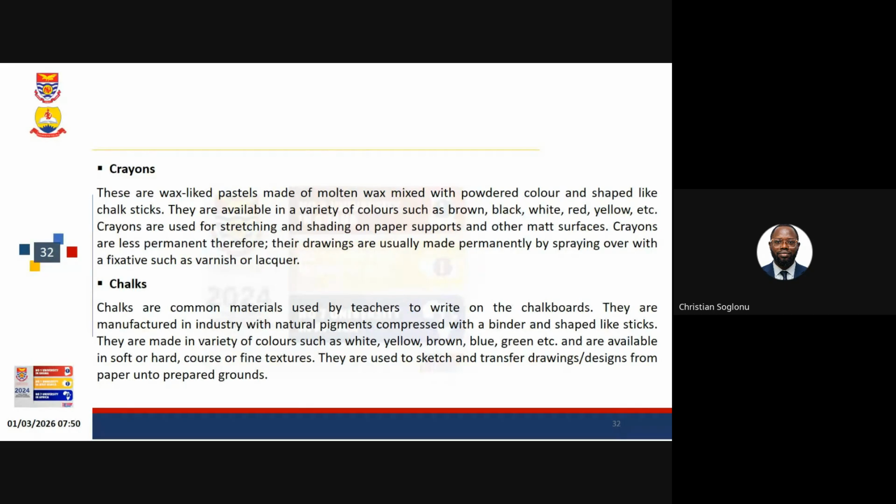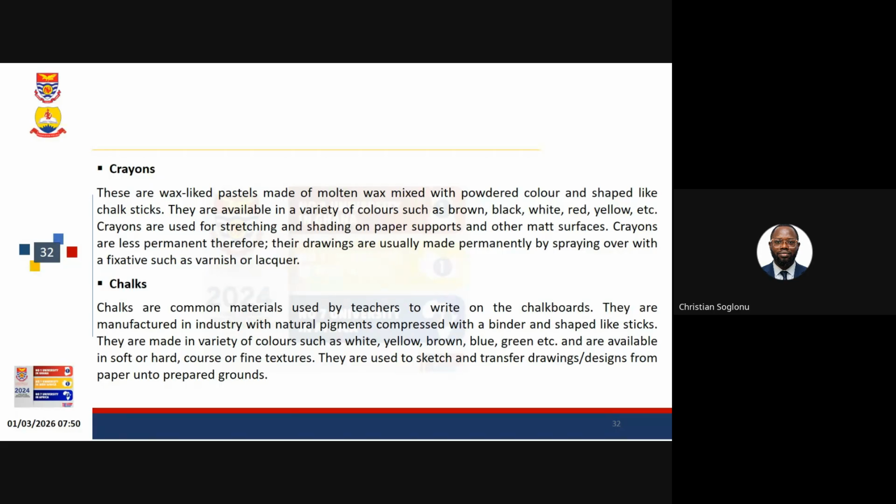So using lacquer to spray over the work and make it permanent is what is termed as fixative. We have fixative sprays in the market that you can purchase. After drawing or shading portraits nicely, you can spray your fixative on it. Or if you don't have money to buy the spray, you can get a lacquer, then you apply lacquer or varnish on the surface so that it will fix the work permanently for you. That is the duty of the fixative.